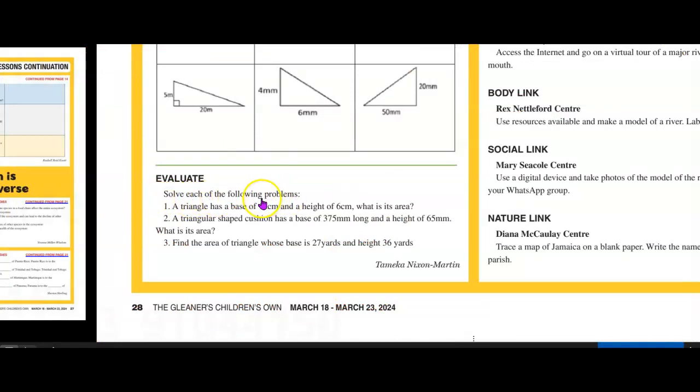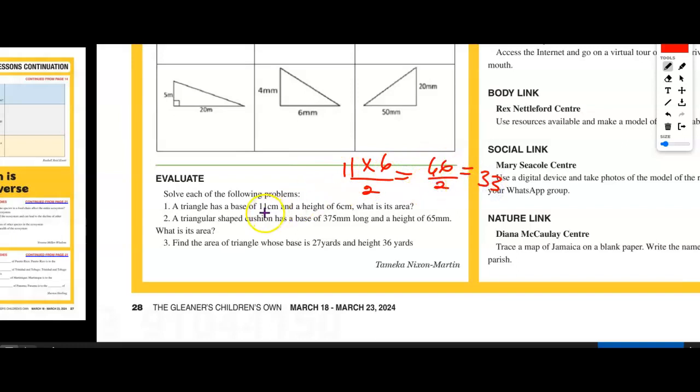Solve each of the following problems. A triangle has a base of 11 centimeters and a height of 6 centimeters. What is the area? So we could say 11 by 6. We divide that by 2. This would be 66 divided by 2, which would be 33 square centimeters. A triangular shaped cushion has a base of 375 millimeters and a length of 65 millimeters. What is the area?